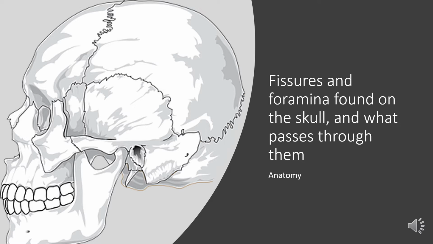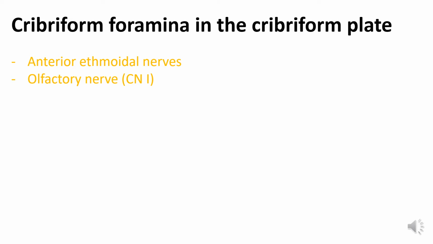Today we will be looking at the fissures and foramina found on the human skull, and we'll also be looking at what passes through each of them. Firstly, taking a look at the cribriform foramina in the cribriform plate. The anterior ethmoidal nerves and the olfactory nerve or cranial nerve 1 will pass through this foramina. This is found in the anterior cranial fossa, and the cranial bone involved is the ethmoid bone.